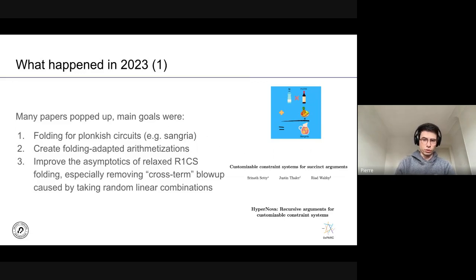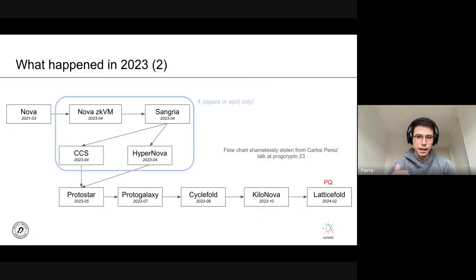And there was also some work done in terms of improving the asymptotics of relaxed R1CS folding, especially removing the cross-term blow-up. So this is the E term caused by taking a random linear combination. And this was the idea of HyperNova, I think, if I'm not mistaken. But the idea basically is to make it possible to not only fold 2 instances, but up to n instances. And so in 2023, lots of things happened.